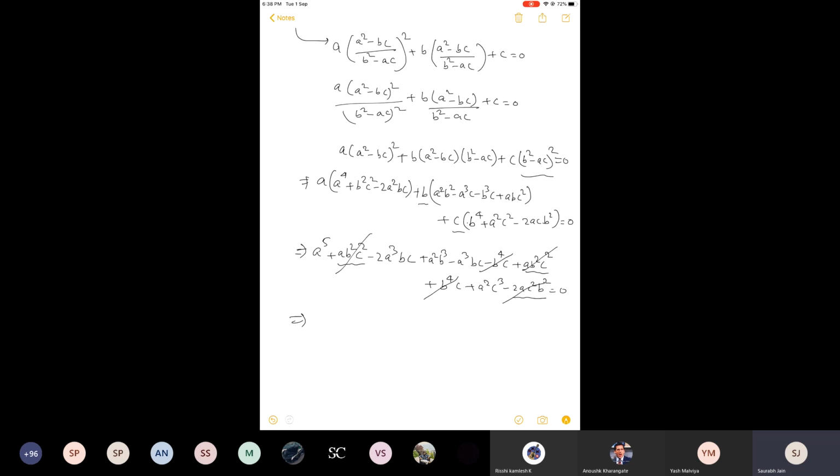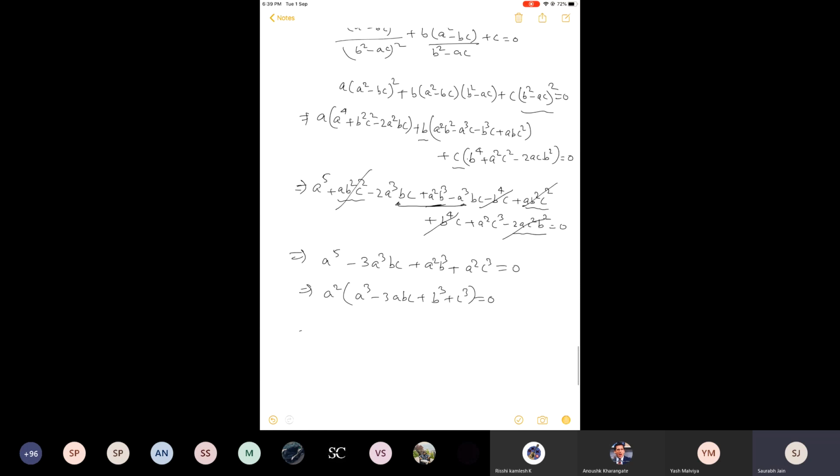Now what is left? Also observe these two will be added, because both have negative. So a to the power 5 minus 3 times a cube bc. Then what is left? This is left: a square b cube. And what is left at the last? A square c cube equals 0. Okay, a square is coming common. So it will be a cube minus 3abc plus b cube plus c cube. We are at the answer.